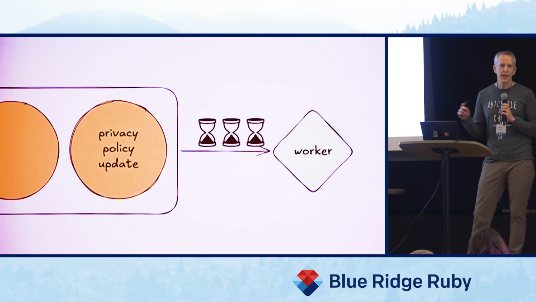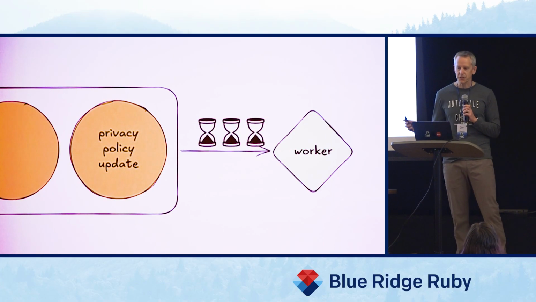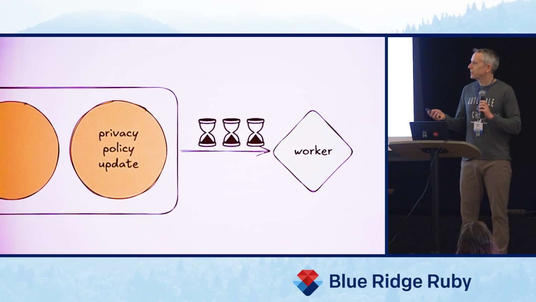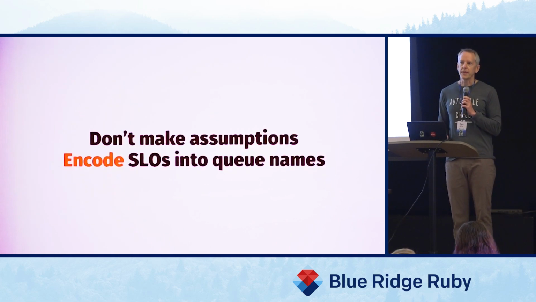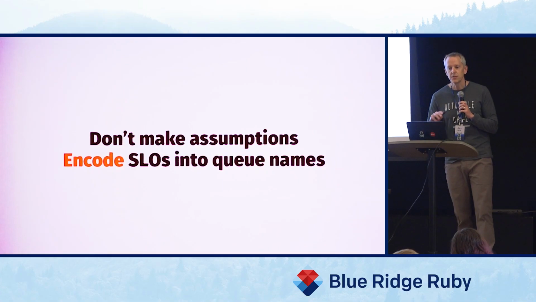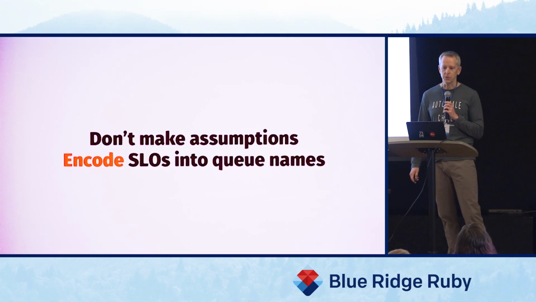Maybe you're sending 40,000 privacy policy update emails that no one's ever going to read, but legal says you have to send them. So put some sort of time frame on it. Maybe it's 5 hours, right? It doesn't matter what these times are. The point is, don't make assumptions. Actually encode these SLOs into your queue names.